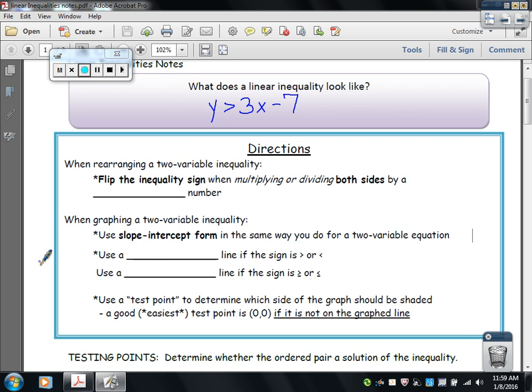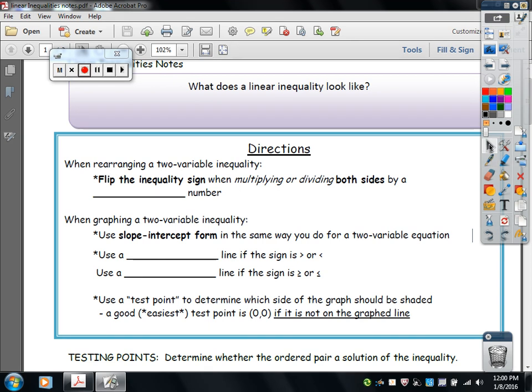So what would be my slope for this inequality? 3, not x, just 3. And what would be my y-intercept? Negative 7. What is the variable we use to represent slope? M. M is always slope. And what is the variable we use for y-intercept? B. Very good. We're actually going to skip this next part.